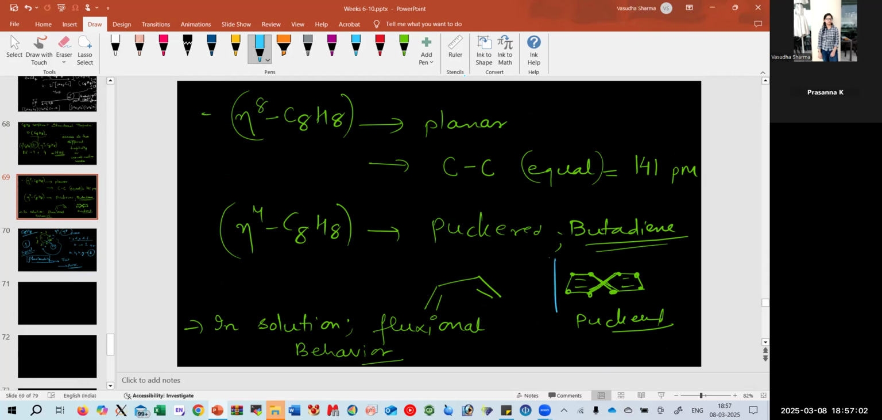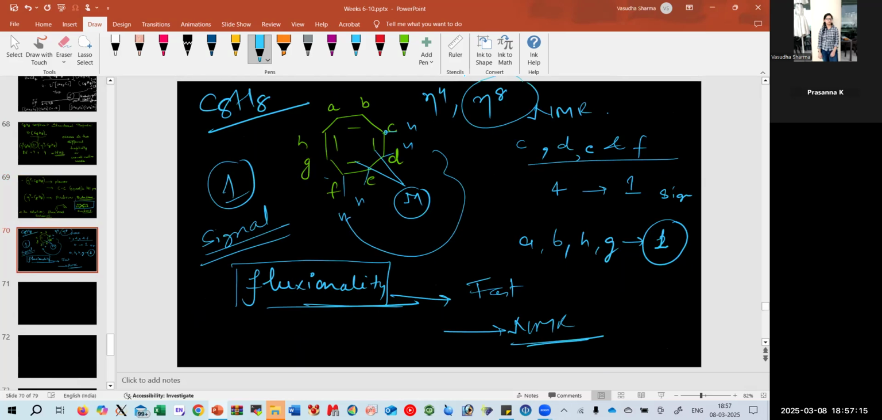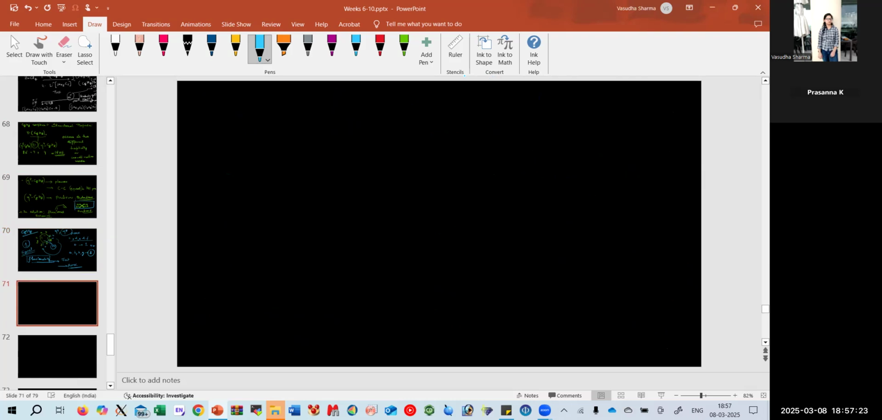And when you're talking about eta 4, that's a system which is resembling the butadiene system. That's a puckered ring, and that's non-planar. And the bond distances will be different. And in solution, fluxional behavior occurs. Whatever the eta 4 is there, that can go to eta 8 and vice versa. And you end up having one signal in NMR solution. Now, moving ahead for the fluxional properties as we were mentioning, we will look into the fluxional properties.